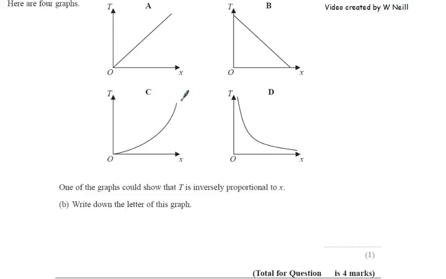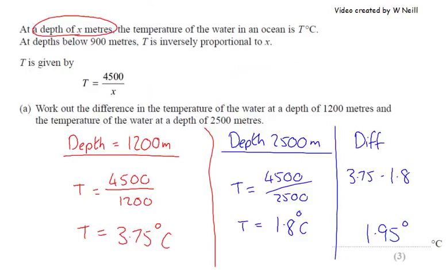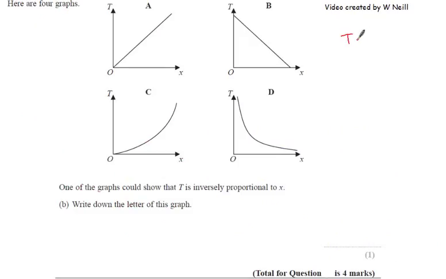But what I can do to maybe help some of us, if we were stuck in the exam and didn't know what was happening, is go back and look at this. I'm going to use this for an example. So I know inversely proportional. I'm going to use T equals 4,500 over x. T is up the side and x is at the bottom. Now, the answer is D, so I'm just going to show you how this works.